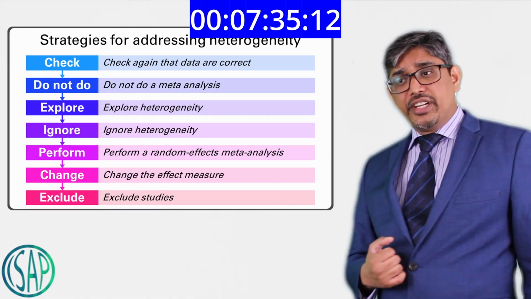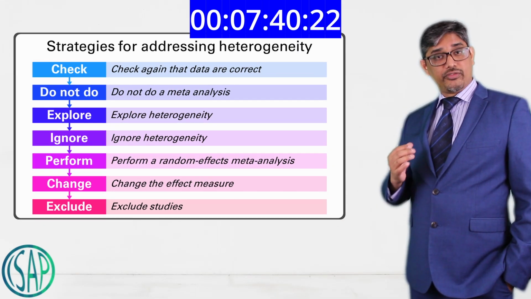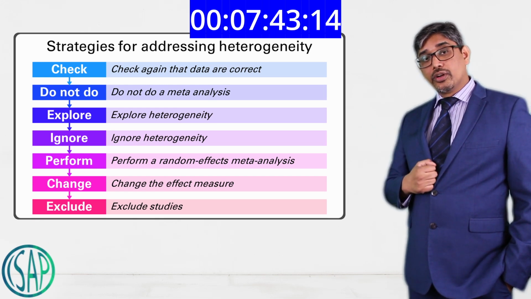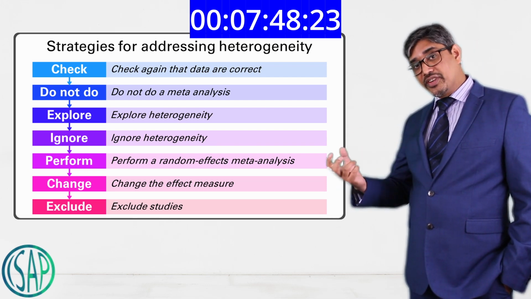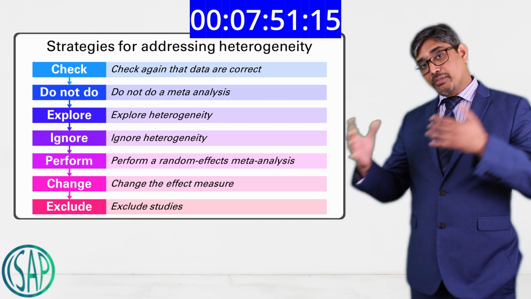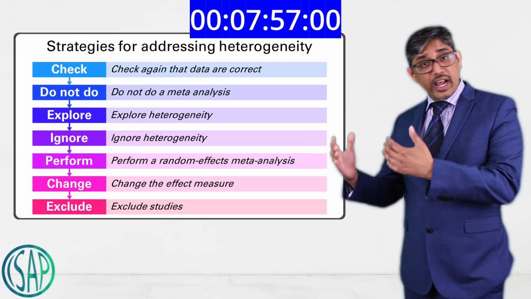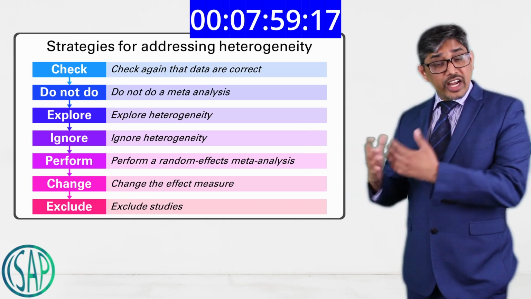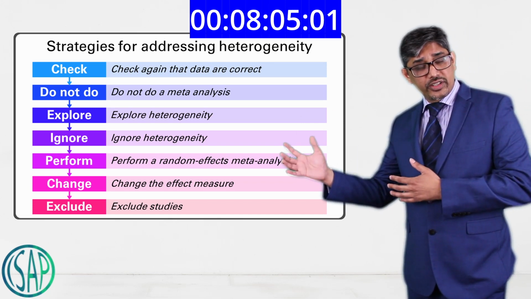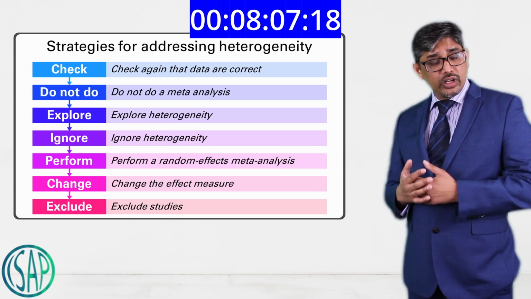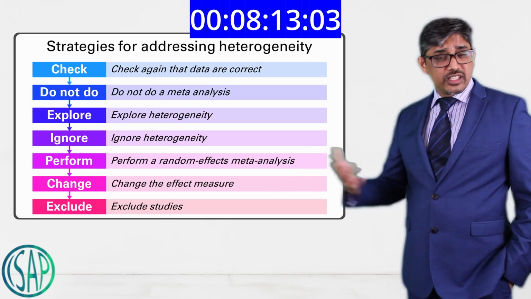Another way of addressing heterogeneity is to change the effect measure. An effect measure could be something simple, like pooled mortality rates. You may not get the same confidence intervals when you use a different type of effect measure. For example, if you change the effect measure from mortality to that of R0 resection, the confidence intervals may become narrower or wider. So try to see if you can change the pooled estimate of one type of measure to a different type. And if the confidence intervals become narrow and more precise, you can report that as a different measure, a different pooled estimate.